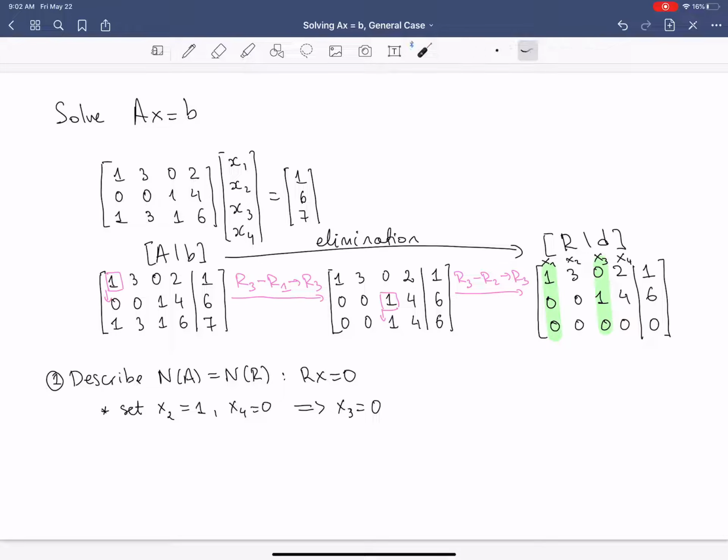And then when we focus on the first equation, we have x1, that's good, plus 3 times x2. So 3 times x2, x2 being 1, this really is 3 when you replace it in the equation. So we have x1 plus 3. Then x3 is multiplied by 0, x4 is 0, so these two are not important. So we really just have x1 plus 3 equals 0, which means that x1 must be negative 3.